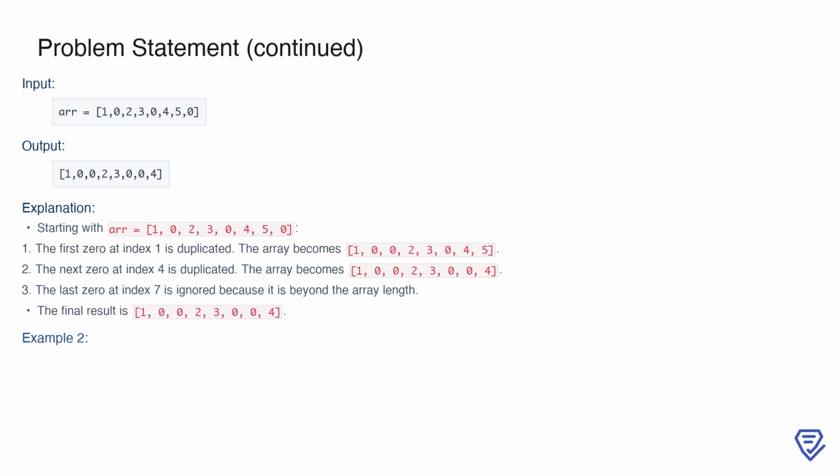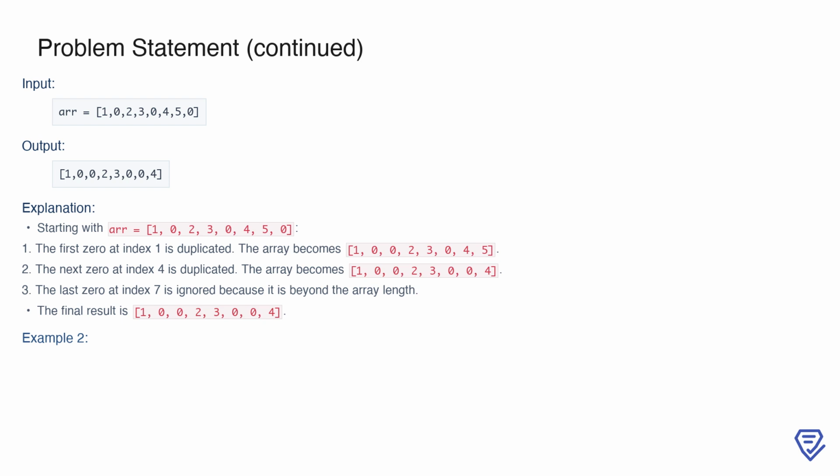The input array is 1, 0, 2, 3, 0, 4, 5, 0. The process begins by duplicating the first 0 at index 1. This shifts the elements to the right, resulting in 1, 0, 0, 2, 3, 0, 4, 5. Next, the 0 at index 4 is duplicated, and the array becomes 1, 0, 0, 2, 3, 0, 0, 4.